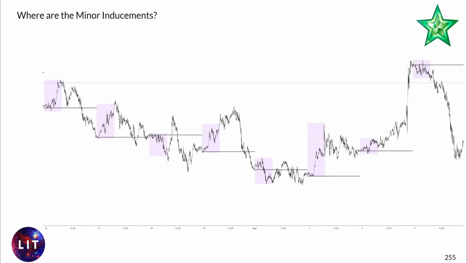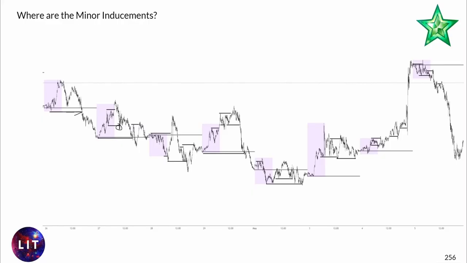So where are our medium inducements? Well, we know that medium inducement, where are minor inducements? Sorry, we know that minor inducements are of same day structure. So if I just put them on screen, there you go. All of these minor inducements make sense. Again, that's a current day structure.